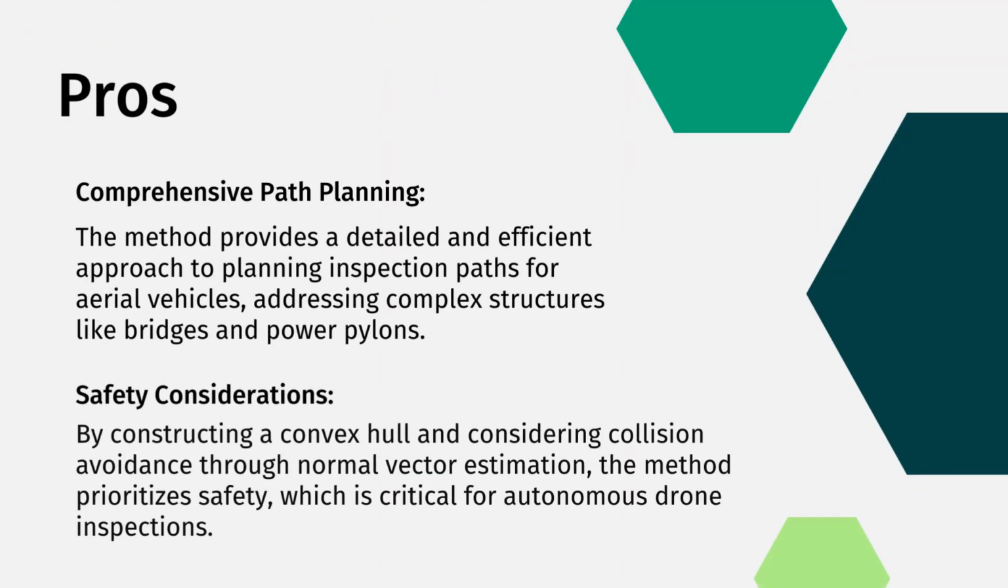frame structures. So for me, the pros of that is they use very comprehensive path planning, and they spend a lot of time on heuristic path planning for aerial vehicles addressing complex structures like bridges and power pylons. They also put many efforts into safety consideration. They construct a convex hull and consider collision avoidance through normal vector estimation. The method prioritizes safety, which is very critical for autonomous drone inspection.